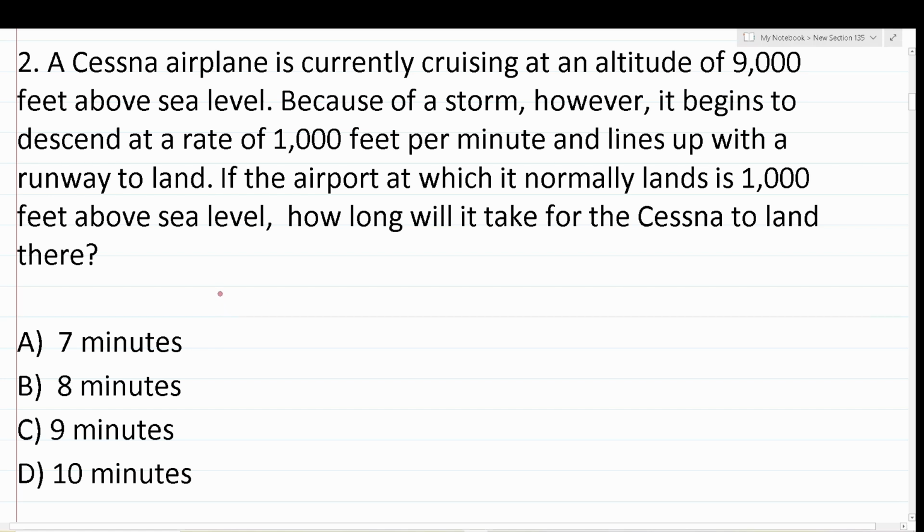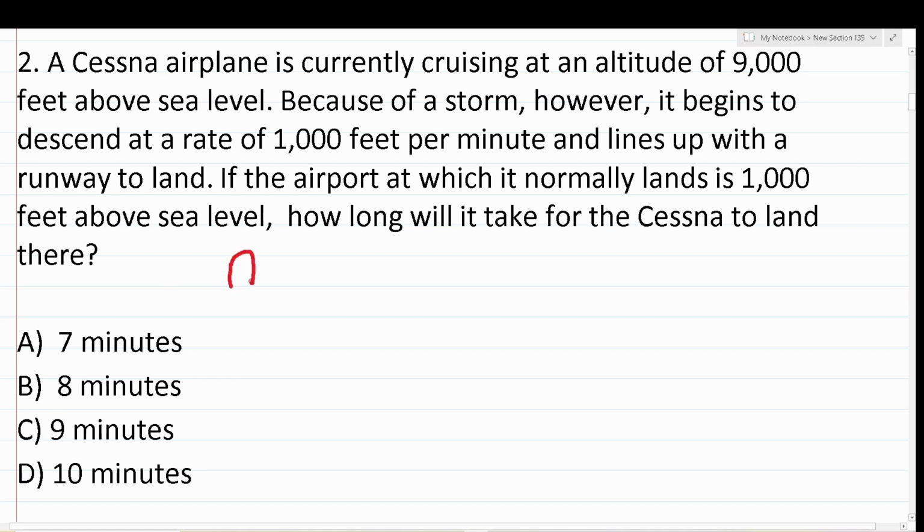All right, so many of you could solve this one mentally. You would say that the Cessna is 9,000 feet above sea level, the airport is 1,000 feet above sea level, therefore it has to descend 8,000 feet. 8,000 divided by 1,000 feet per minute is going to be 8 minutes. In the event you couldn't work your way through this one mentally, you could always make a sketch in an effort to visualize what's going on.